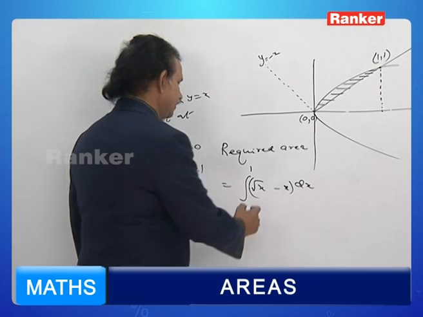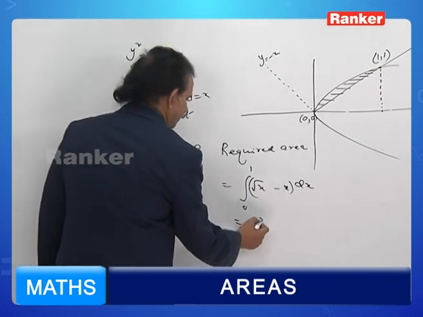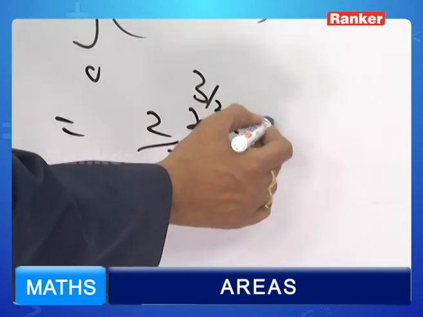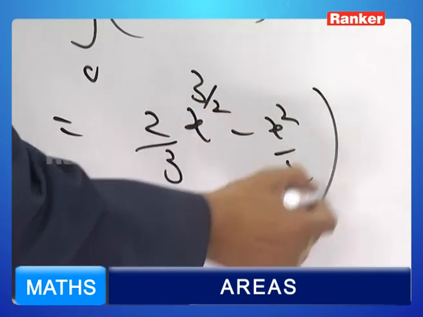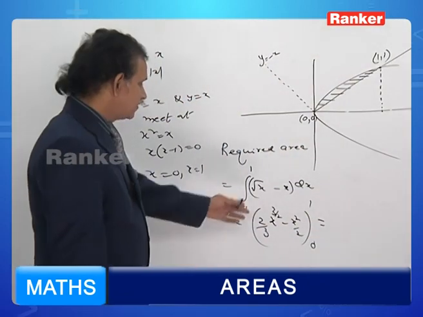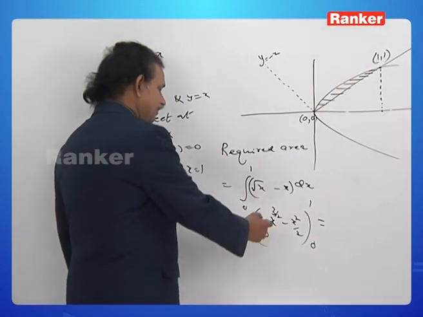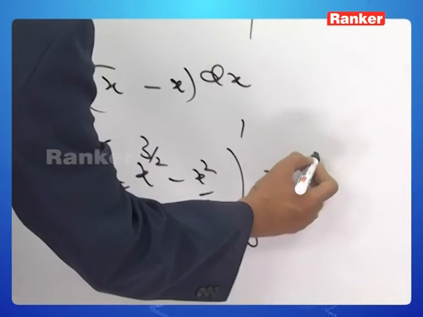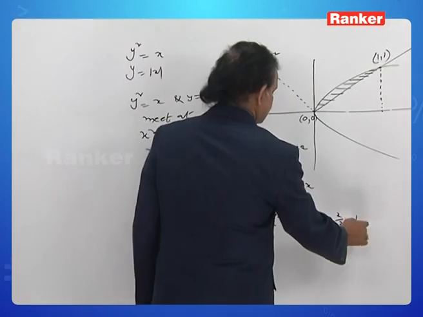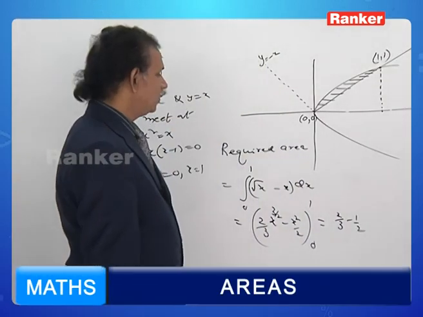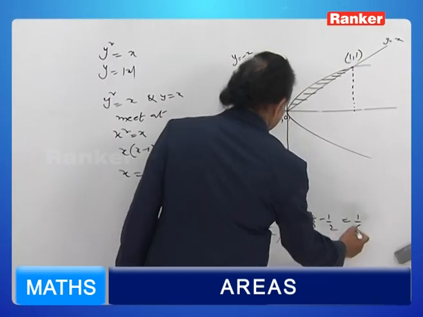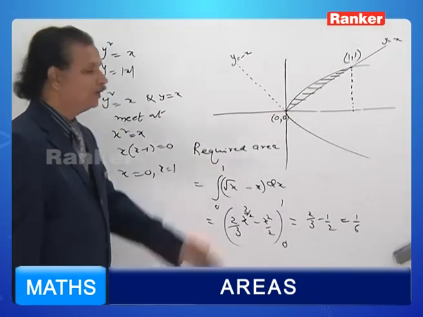Okay then, what is the integral of root x? 2 by 3 into x power 3 by 2 minus x square by 2 between the limit 0 to 1. If you substitute 1 here, 1 power 3 by 2 is 1, so it is 2 by 3 minus 1 by 2 is of course the answer. It is 4 by 6, this is 3 by 6, so it is 1 by 6. What is the LCM? 4 minus 3 is equal to 1 by 6. So the required answer is 1 by 6.